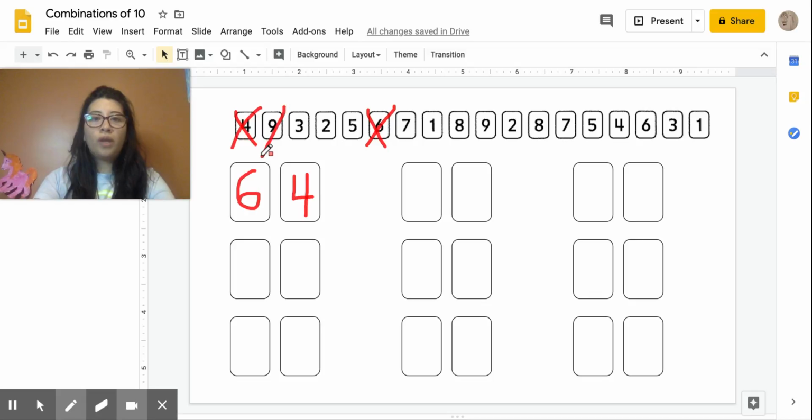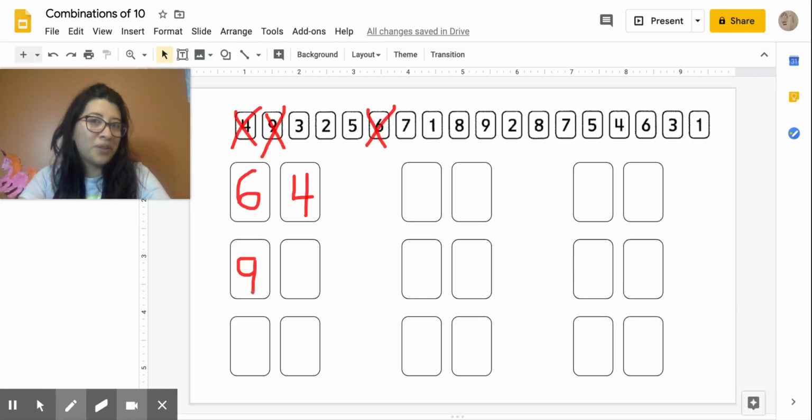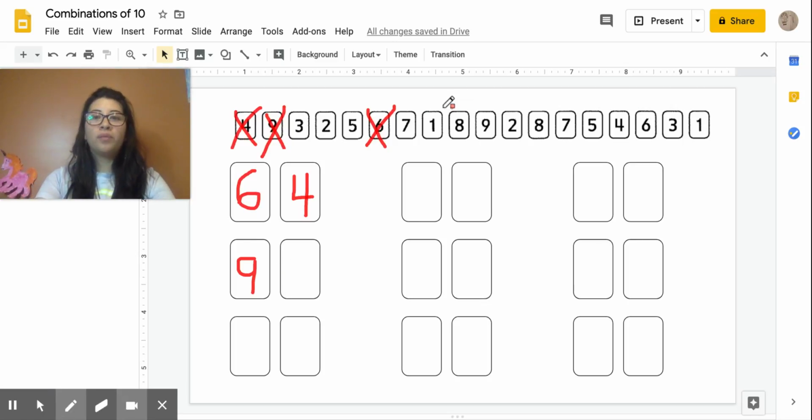Oh, I know. I'm going to start with 9. Okay. If I have 9, what is the friend of 9 that makes 10? Do you guys know? You're right. It's 1. Oh, there's 1 right here. So I'm going to take it and cross it out and write it in here. 9 plus 1 equals 10.